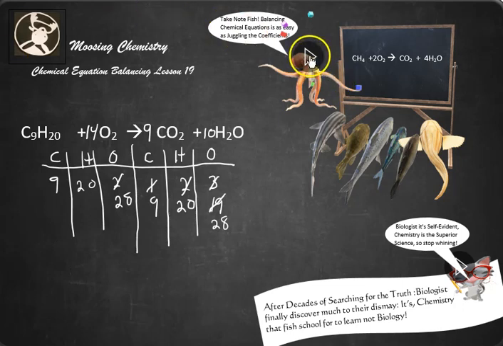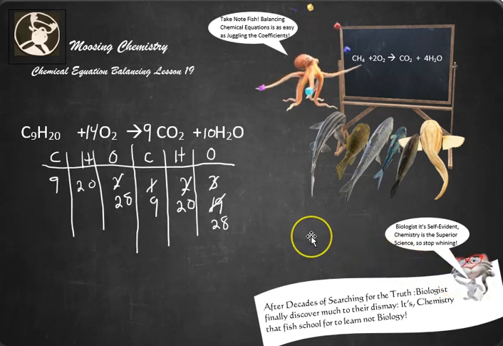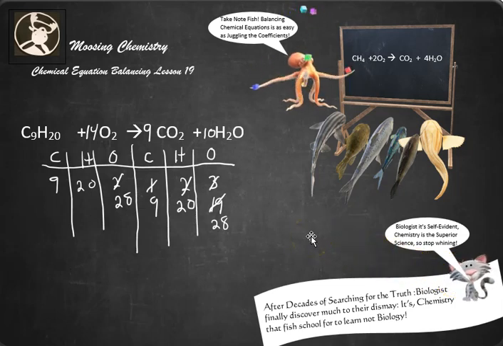So I got a little message from my biology teachers that like to compete with me. All right, and so here we go. Take note, balancing chemical equations is easy as juggling the coefficients. And biologists, it's self-evident that chemistry is the superior science, so stop whining. After decades of searching for the truth, biologists finally discovered, much to their dismay, it's chemistry that fish school for to learn, not biology.